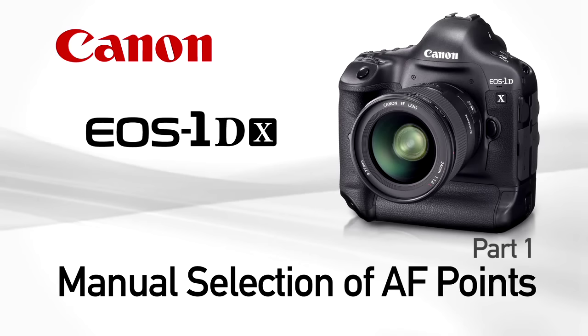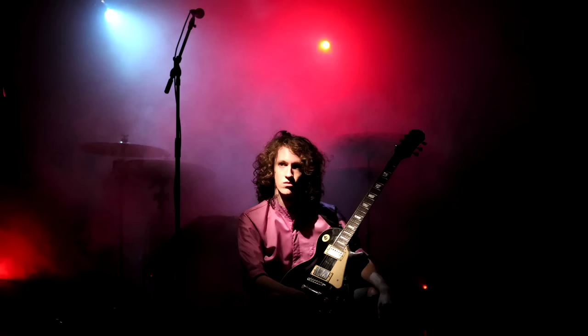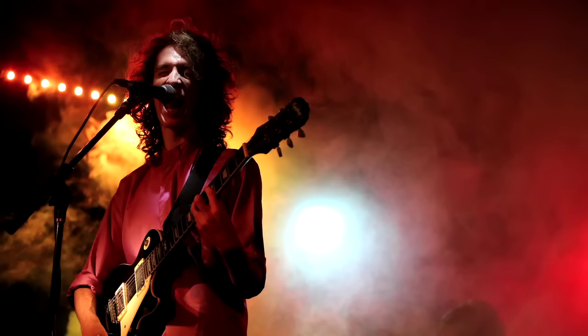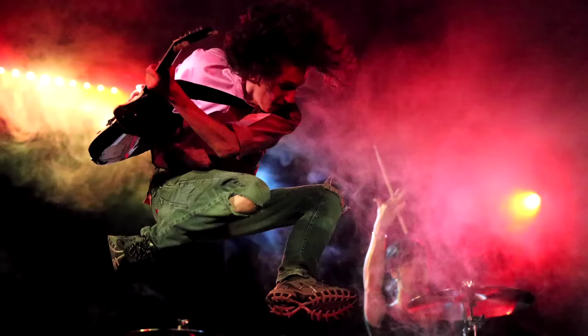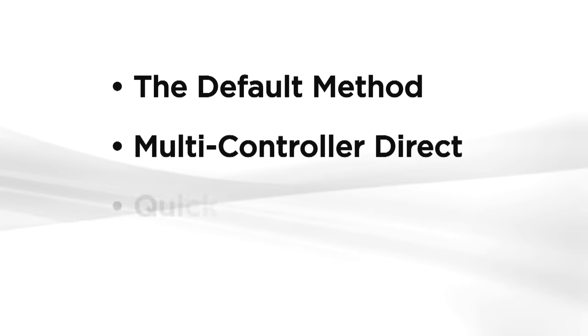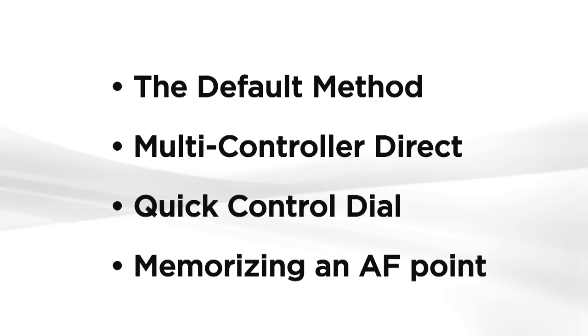Manual selection of AF points. The ability to manually select AF points gives you full control over the 61-point AF array, ensuring a clean focus regardless of your scene composition. There are several methods for moving around the AF array.